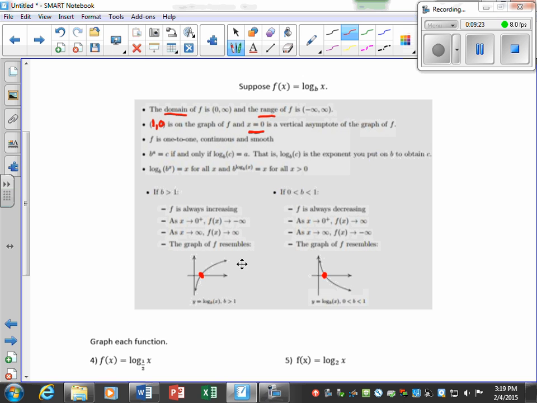So these are parent graphs, and the only reason we have 2 is because when the b right here, the log base b, is greater than 1, we have this. When it's in between 0 and 1, we have this case right here. And we'll get better at this as we go.